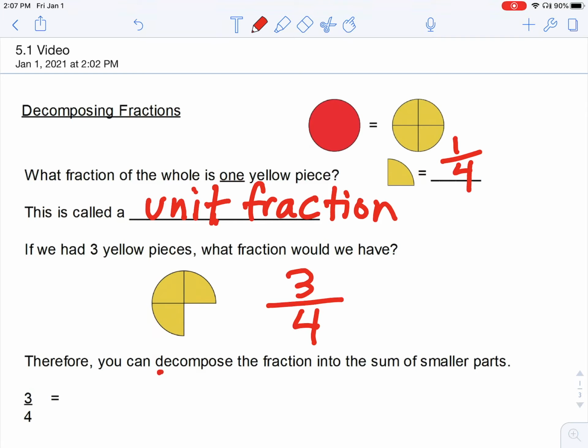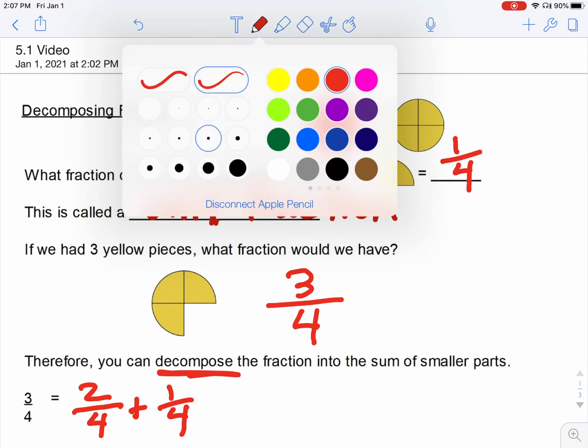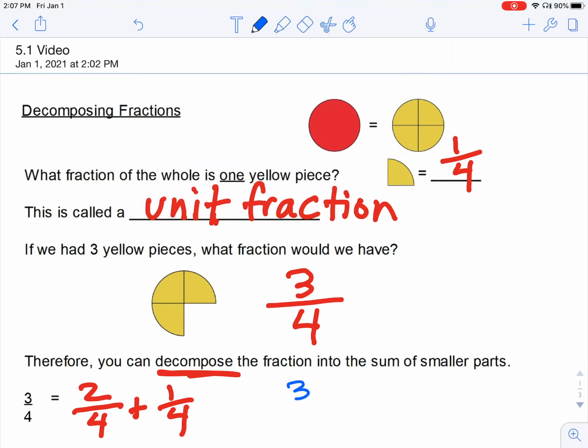Therefore, we can do what's called decompose the fraction into the sum of smaller parts. For instance, we could write 3/4 as 2/4 plus 1 more fourth, right? Or if we wanted, I'm just going to make this pen a little skinnier to make it easier, and I'll change colors. We could do a different one where we say 3/4 equals, what would be a different one you could think of? You're thinking 1/4 plus 1/4 plus 1/4.